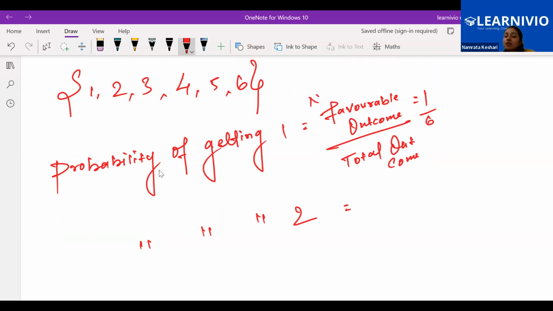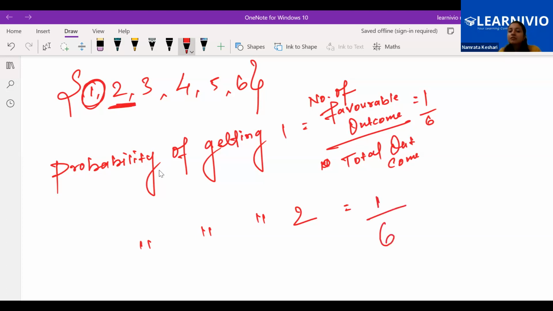Everyone please be careful. Number of favorable outcomes we take by total number of outcomes. How many favorable outcomes are we having? Only one outcome for the first one. Now, probability of getting 2, the number doesn't matter, 2, 3, 4, whatever. How many favorable outcomes we are having, that matters. So again, one favorable outcome is there.